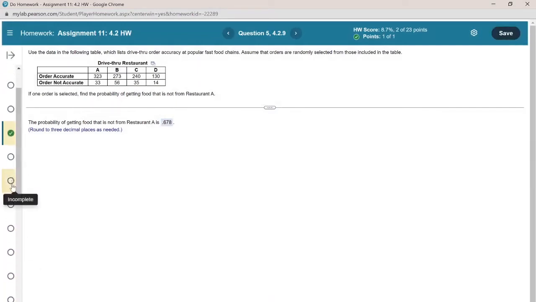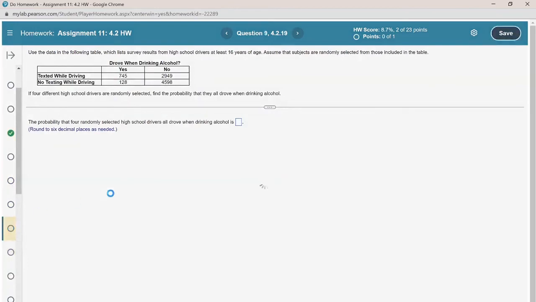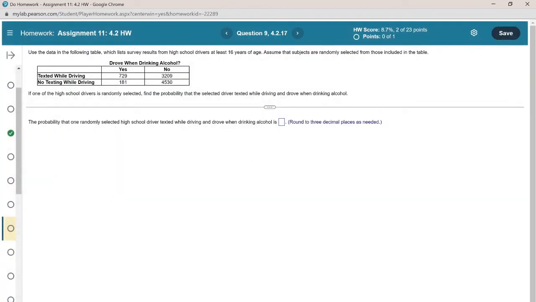Let's go to the next problem. Maybe this one. Okay. Use the data in the following table, which lists survey results from high school drivers at least 16 years of age. Assume that subjects are randomly selected from those included in the table. So look at here, this is the table.